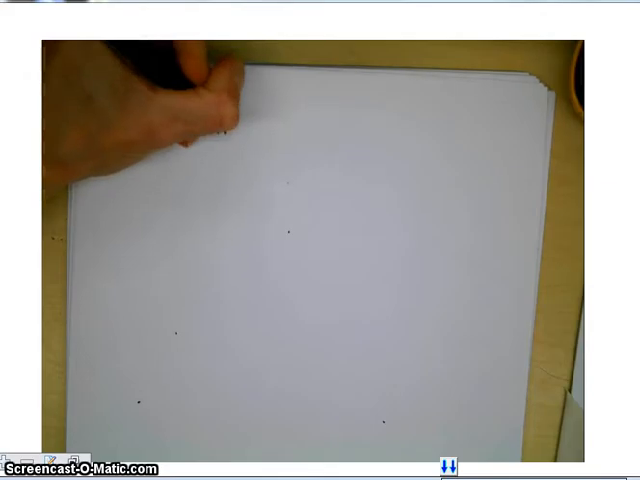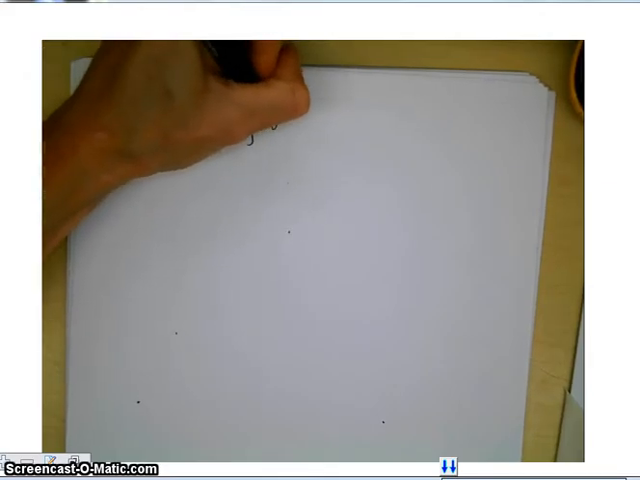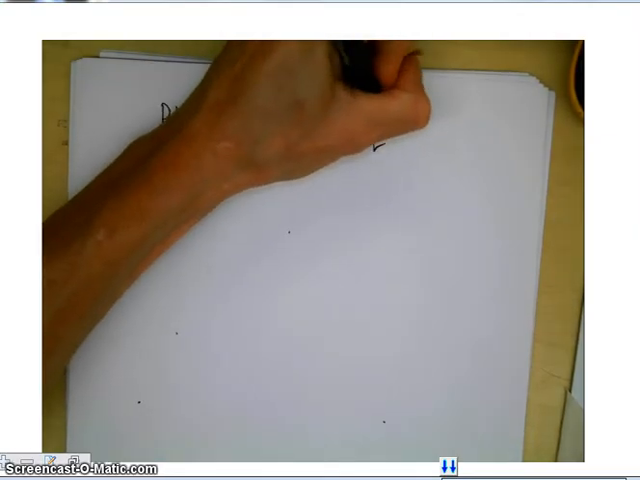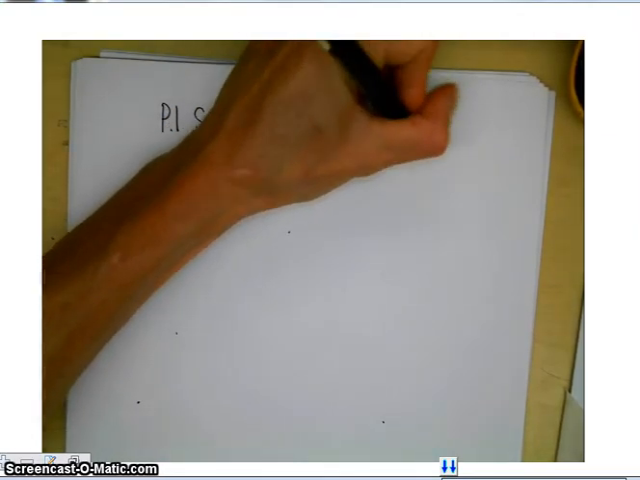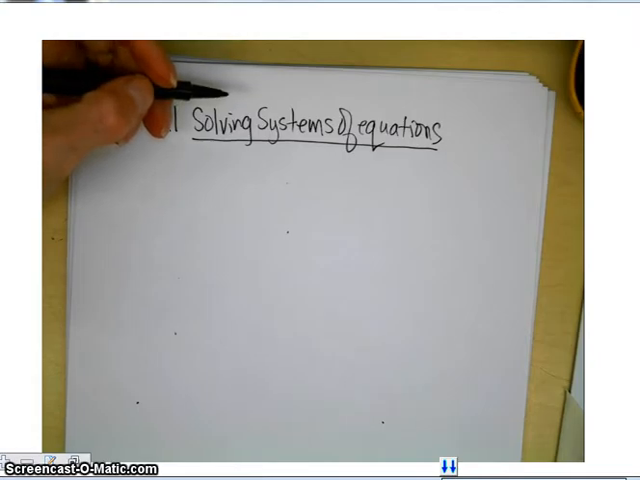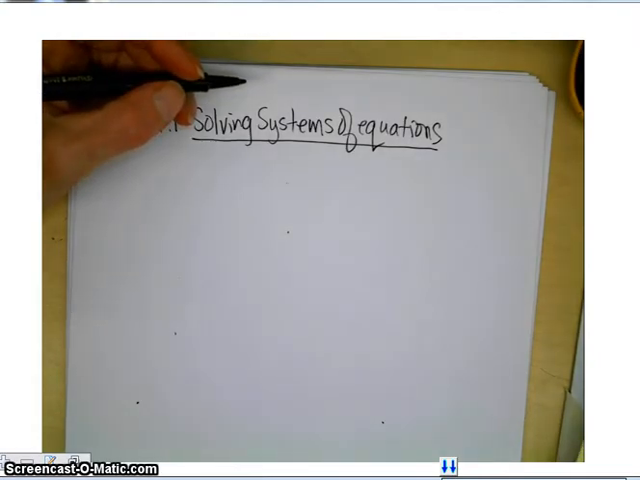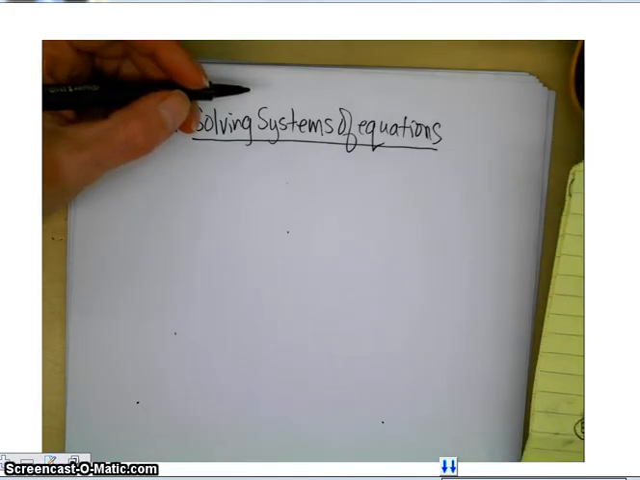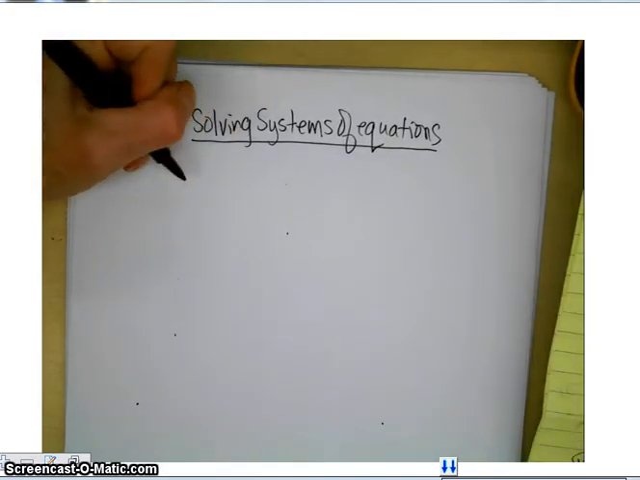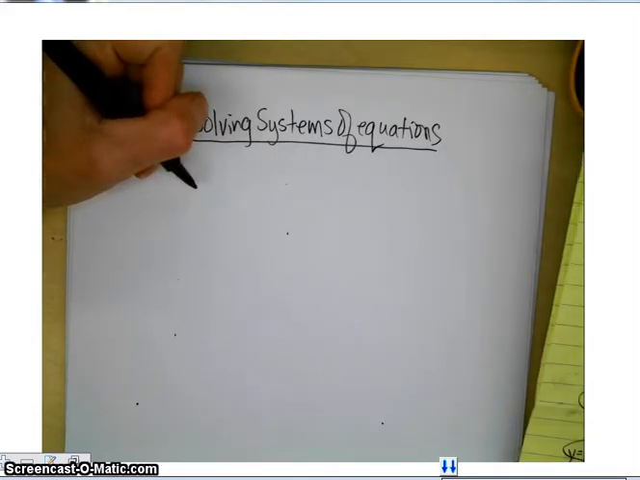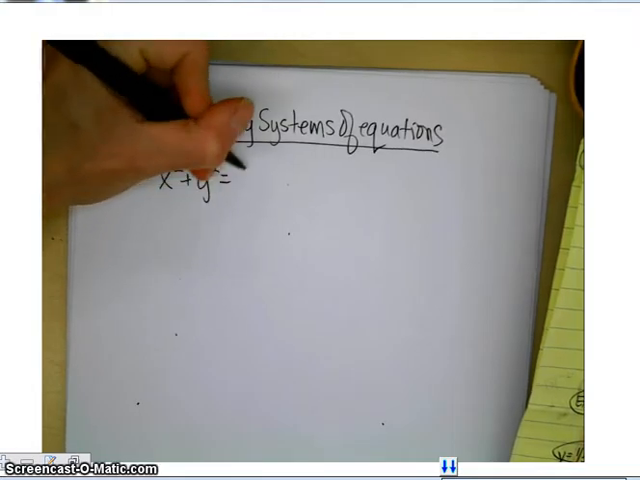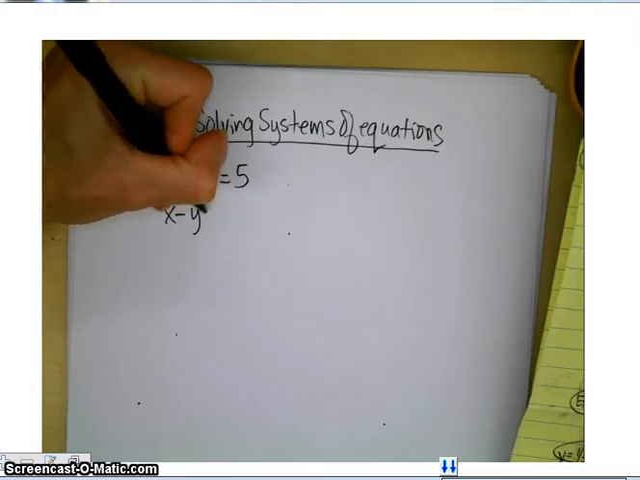All right, so we're still in P.1, but this is called solving systems of equations. And the one we're going to solve is x squared plus y squared equals 5, and x minus y equals 1.